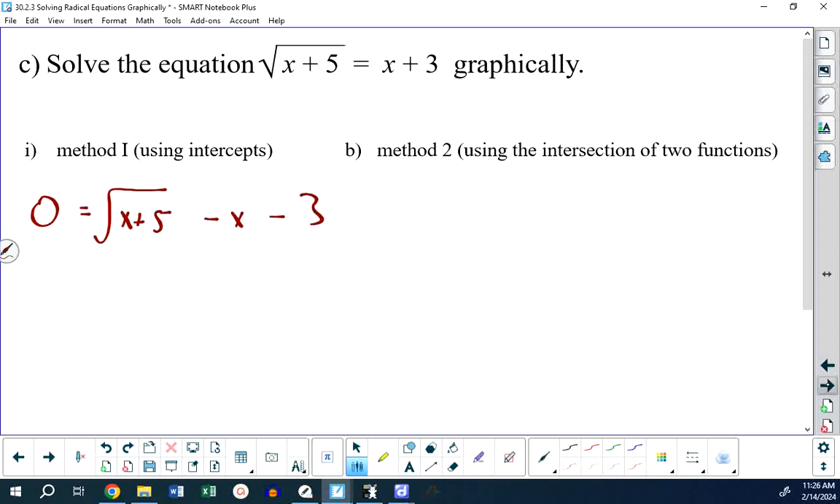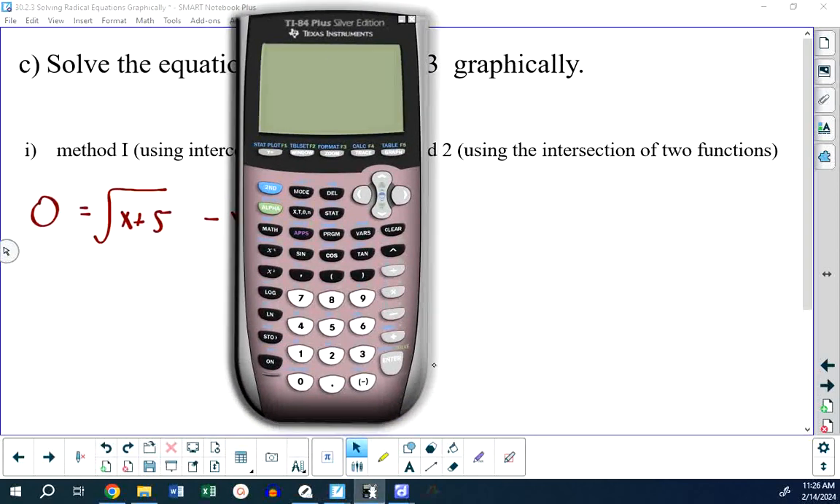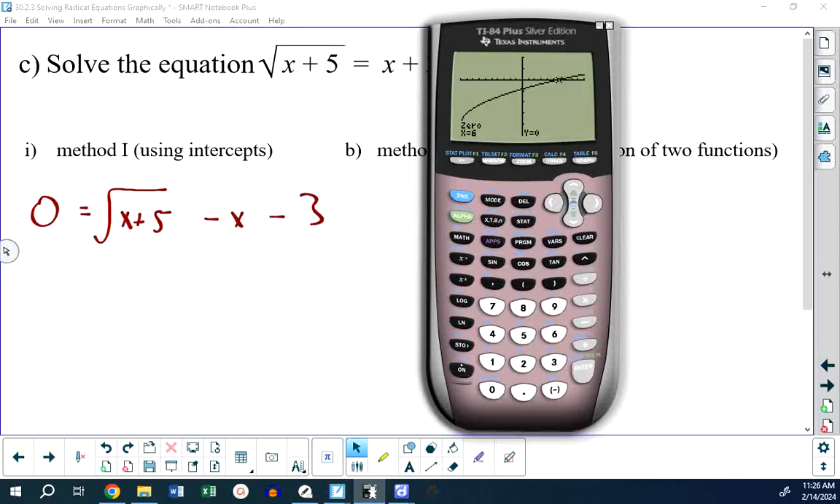Could I have written y equals x plus 3 minus root x plus 5? Sure. But I decided to subtract x and subtract 3. All I need to do is find the x-intercepts of this graph. What is maybe scary sometimes with this method is you don't know what this graph looks like. You have no way of knowing what this graph looks like until the end of May, where we might start talking about things like this. So don't be surprised if it looks a little wacky.